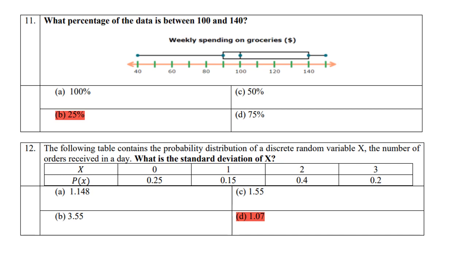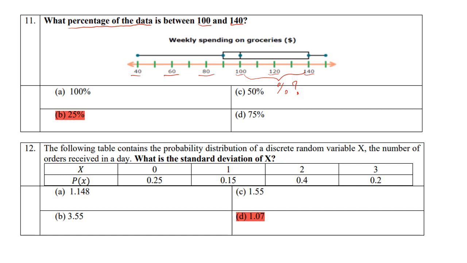Now let's look at 11. What percentage of the data is between 100 and 140? So don't look at these numbers. These numbers are just listing the values, not the data here. Okay, now be careful about this.